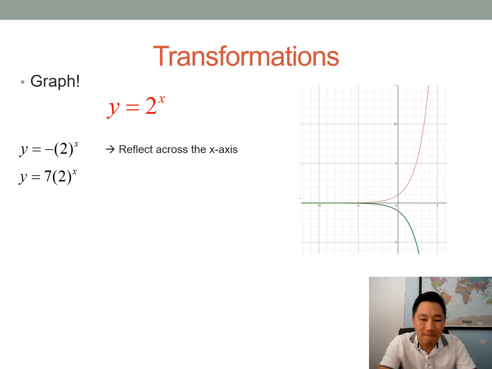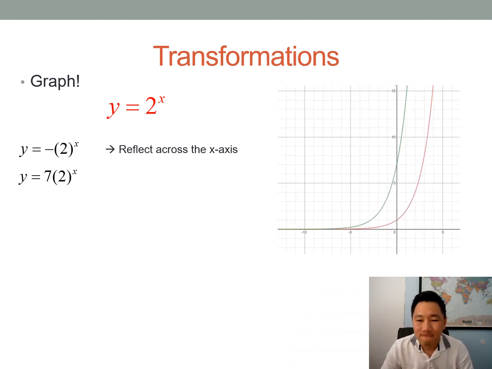All right. How about what if I put, instead of a negative in the front, what if I put a number in the front, like a 7? What do you think that 7 does? Here's what the graph will look like. It's in green as well.